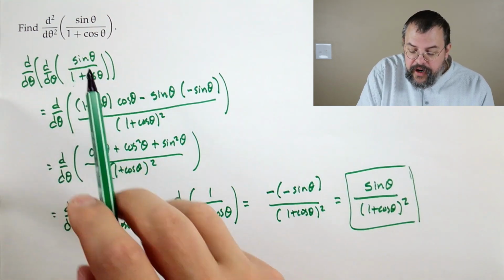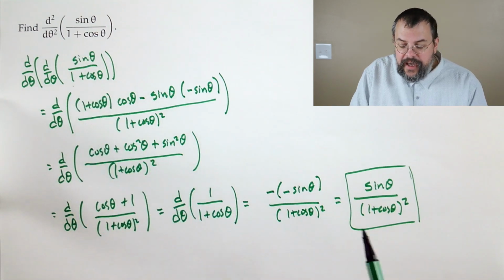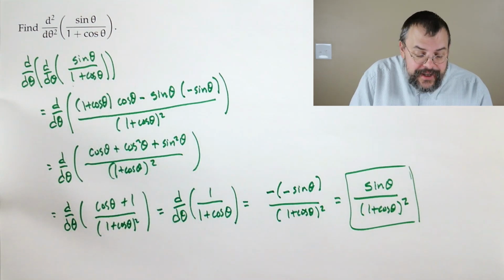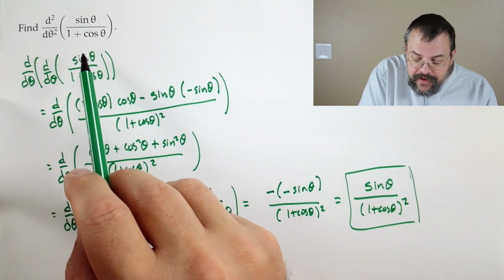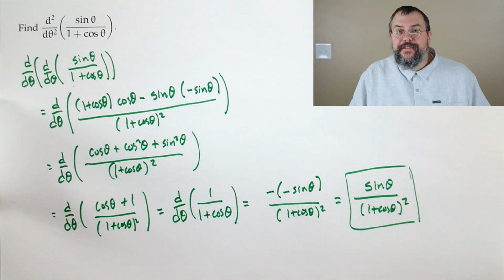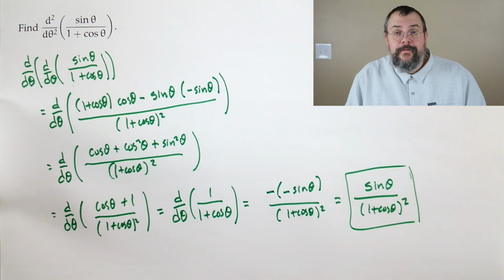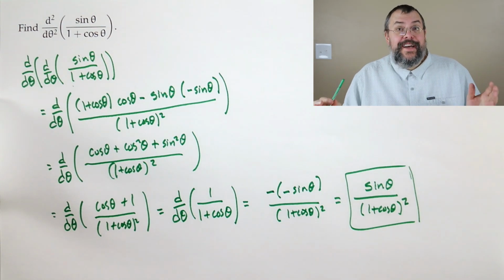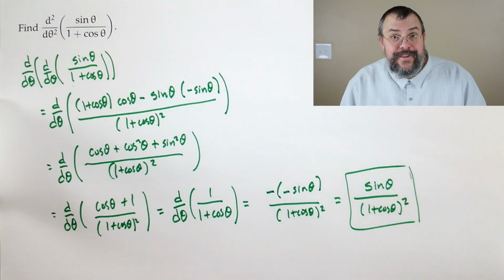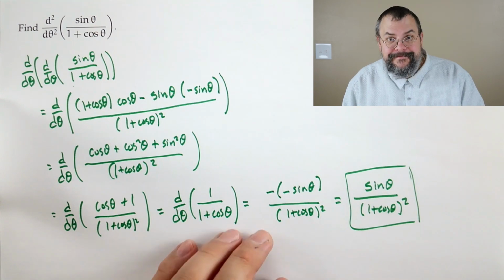It's surprisingly close to our original function. It was sine over 1 plus cosine. We end up with sine over 1 plus cosine squared. That's kind of cool. Who would have thought? Well, that's why we did the work, because maybe we wouldn't have thought that. So it's nice to be able to do the work and get the answer.